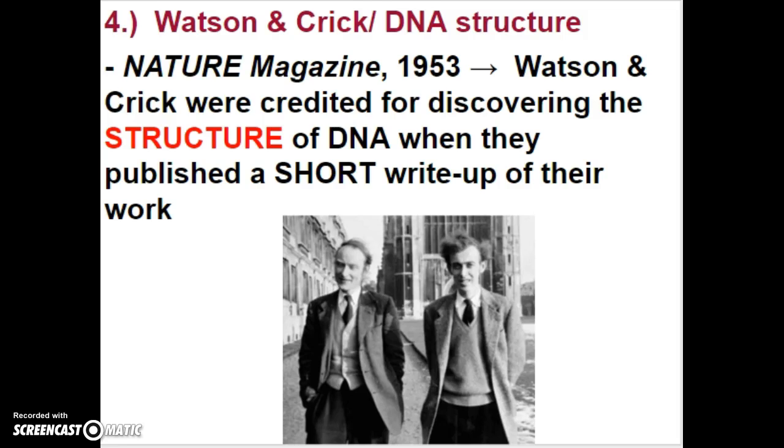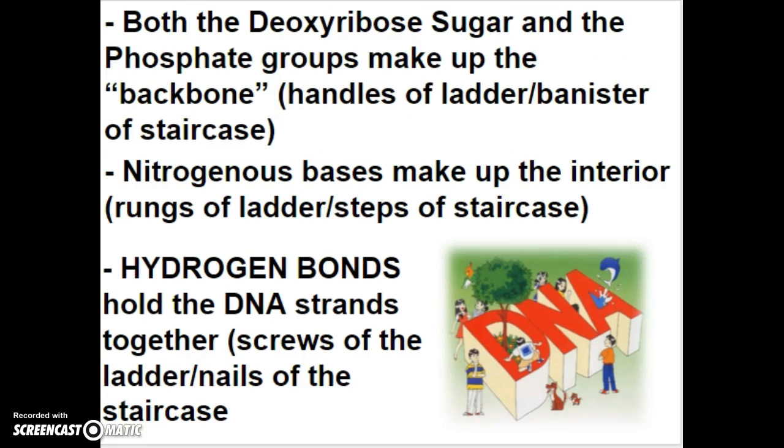Eventually that caught on, and we now know that the sugar, the deoxyribose in deoxyribonucleic acid, and the phosphate groups make up what we call the backbone. The backbone of the DNA molecule, if you think of it like a twisted ladder, would be like the handles of the ladder. Or if you're thinking of a staircase, it would be like the banister. And then what you're stepping on as you go up the DNA molecule are the bases. So the nitrogenous bases make up the interior of the structure.